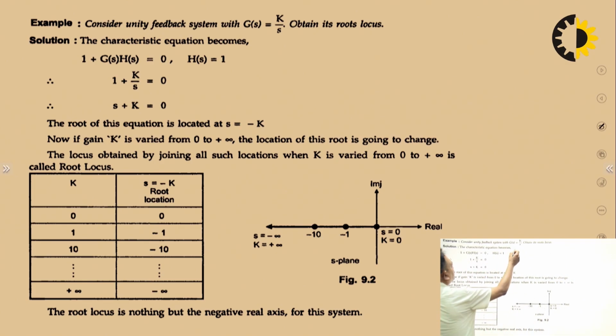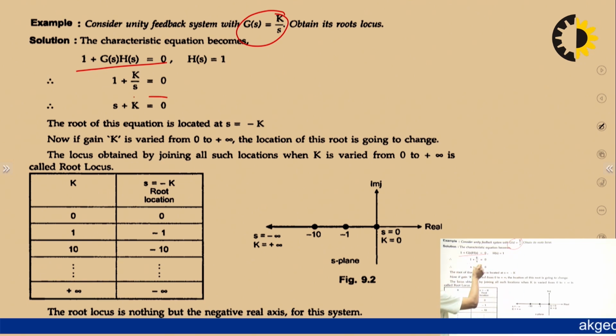Consider a unity feedback system for which the open loop transfer function is given as k by s. Obtain the root locus. We will write the characteristic equation. The characteristic equation is 1 plus G(s)H(s) equals 0. H(s) is 1, so this comes out to be s plus k equals 0. This is a very simple question. We can see s is directly equal to minus k. Now we will vary the value of k. We will make a table and vary the value of k from 0 to infinity and obtain the value of s.